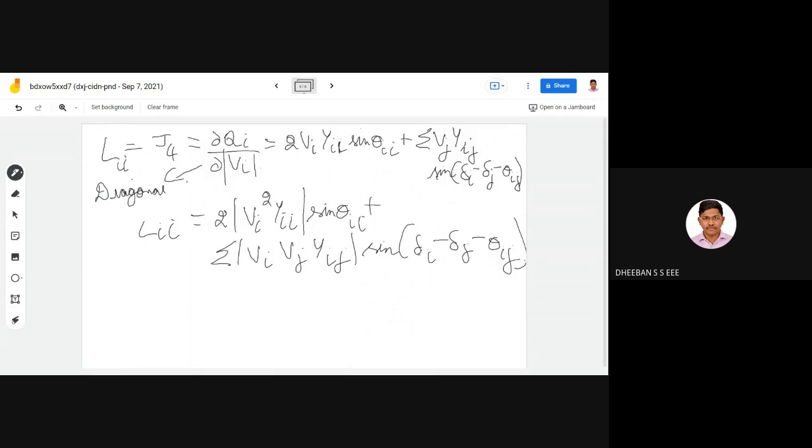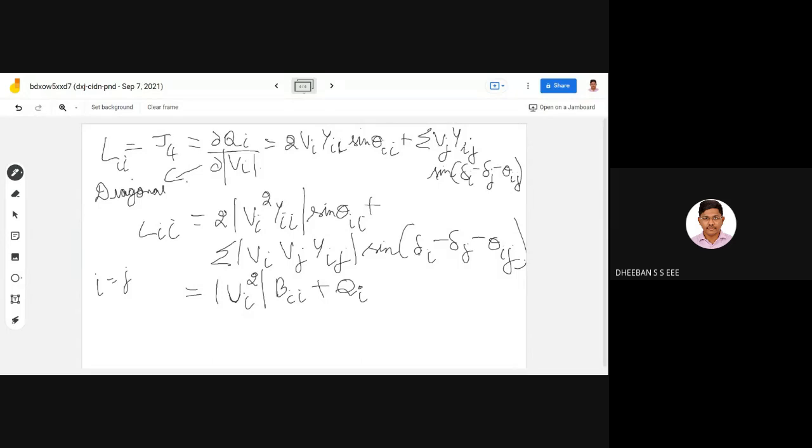The same thing comes over here also. So here this becomes I equal to j, okay, so this becomes Vi square Bii plus Qi, okay, plus Qi. So now we got the formula for Li.